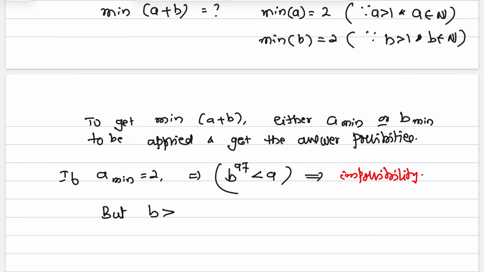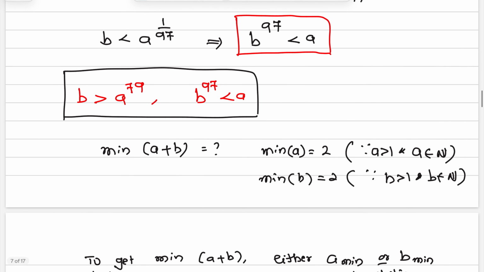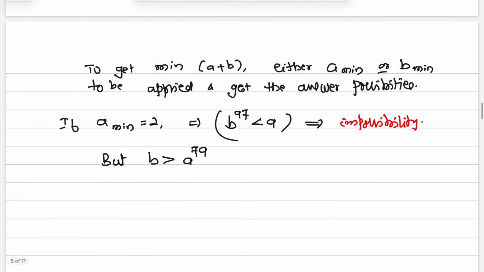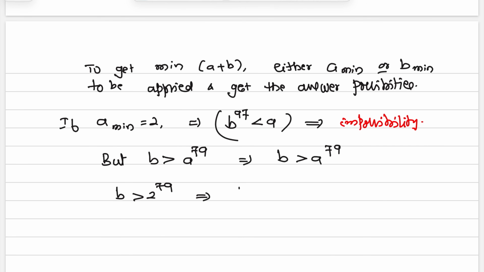But b can be greater than a to the power of 79, because these are the two possibilities. We are checking which of the possibilities can be possible. If a minimum 2 is taken, then b is greater than a to the power of 79. If a is 2, that means b is greater than 2 to the power of 79. That implies b is equal to 2 to the power of 80.